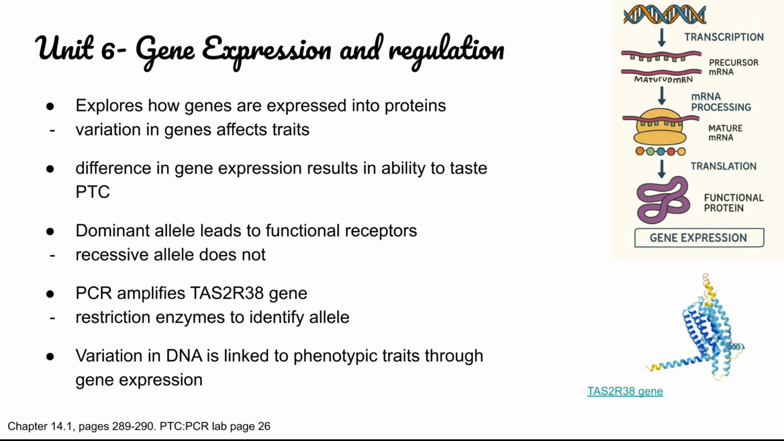Unit 6 explores how information in DNA is turned into proteins and how that process is controlled. The central dogma of molecular biology, DNA to RNA to proteins, highlights transcription and translation. But gene expression is not constant. It's tightly regulated by things like transcription factors in eukaryotes or operons in prokaryotes. Mutations or variations in DNA can lead to changes in the resulting protein or how it's expressed.